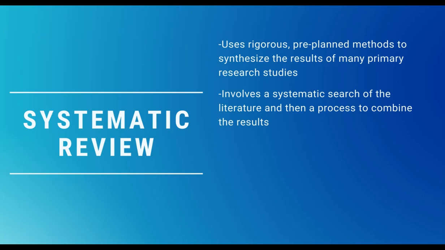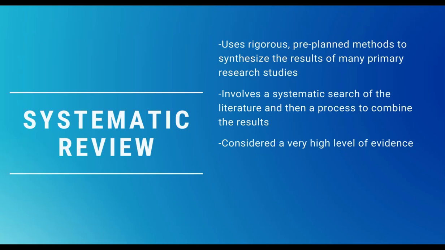A systematic search means that search criteria is predefined, including search terms and subject headings, using specific databases and advanced search techniques. Because of the rigor of a systematic review and the fact that it's bringing together the results of many individual studies, it's considered a very high level of evidence when it comes to evidence-based practice.